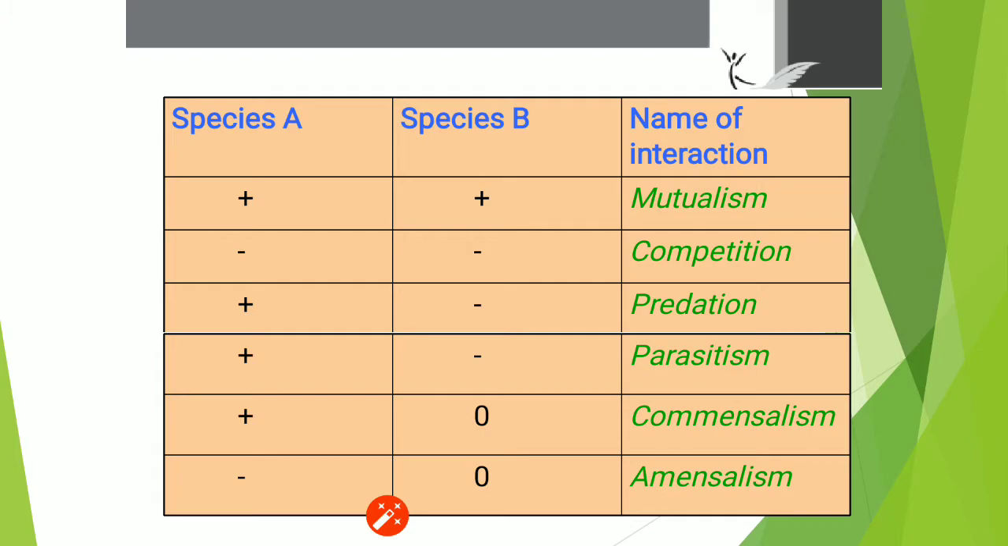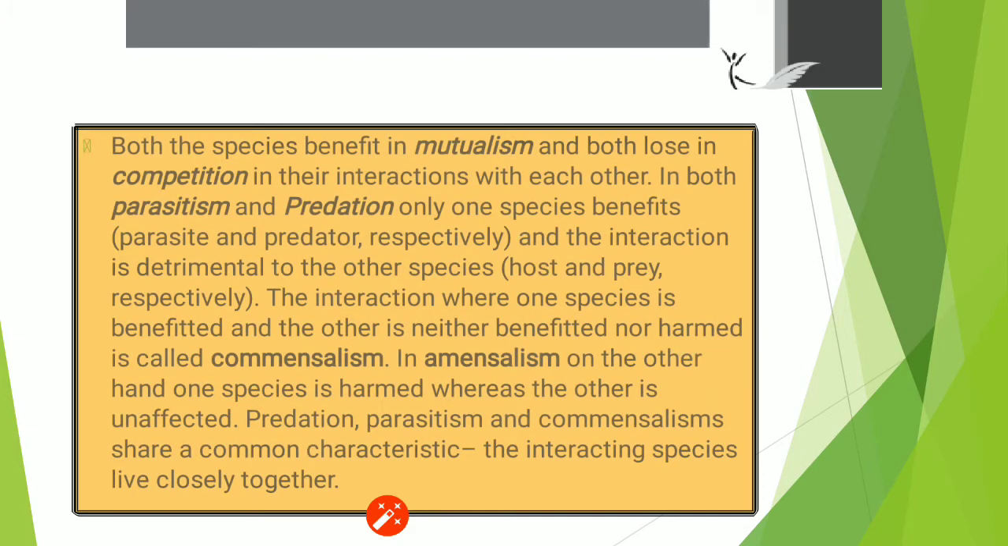Commensalism: one species gets the benefit and the other remains neutral. And in amensalism, one species is neutral while the other one is negatively affected. Both species benefit in mutualism, and both lose in competition in their interactions with each other. In both parasitism and predation, only one species benefits and the interaction is detrimental to the other species.